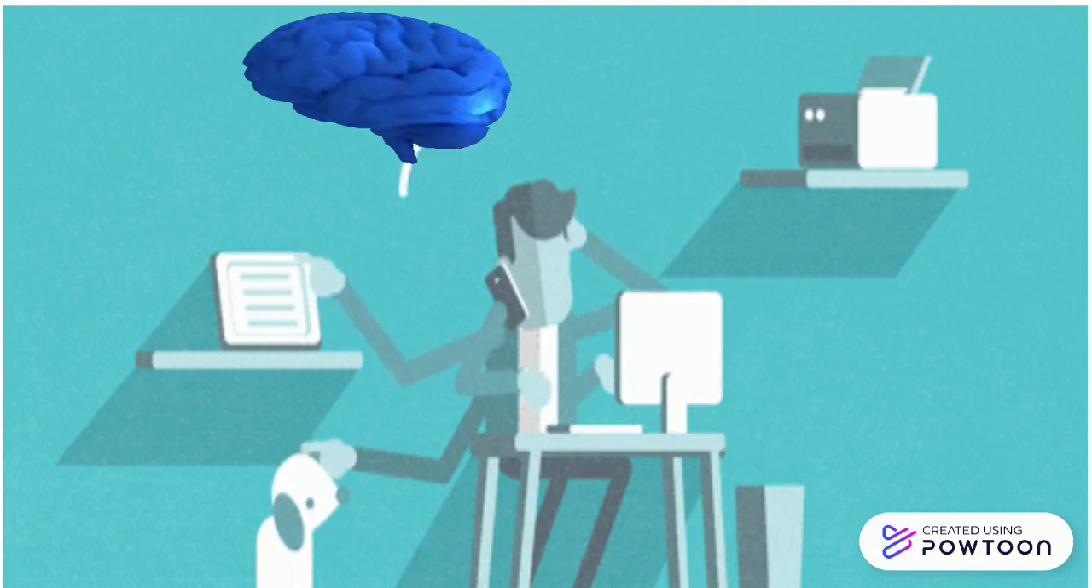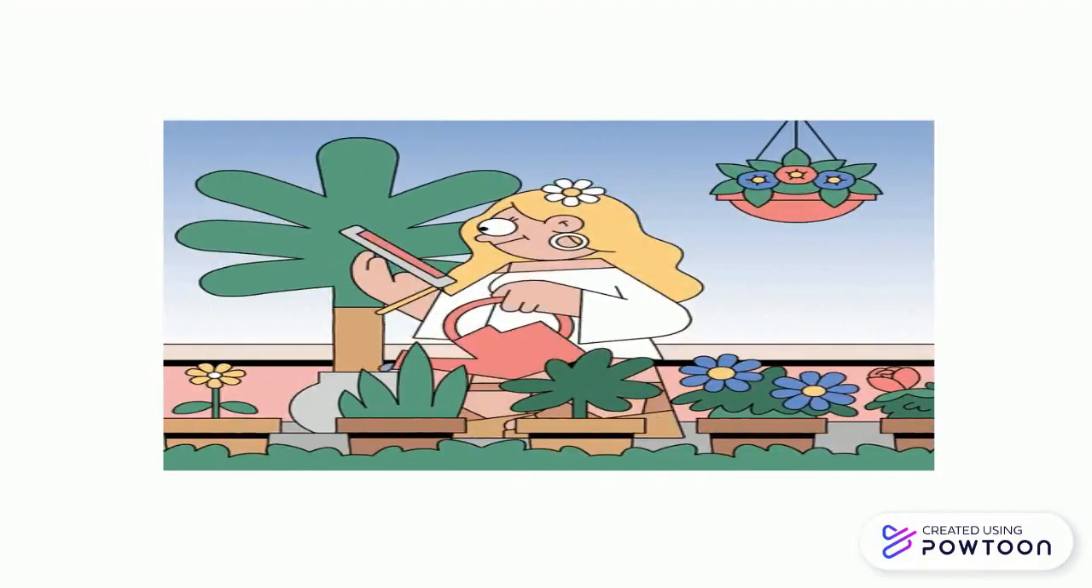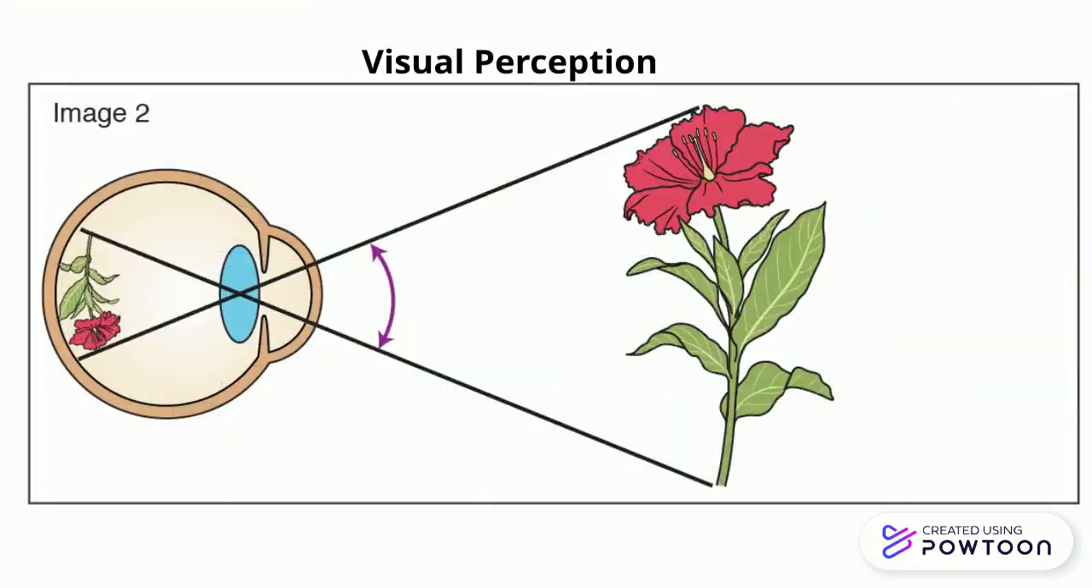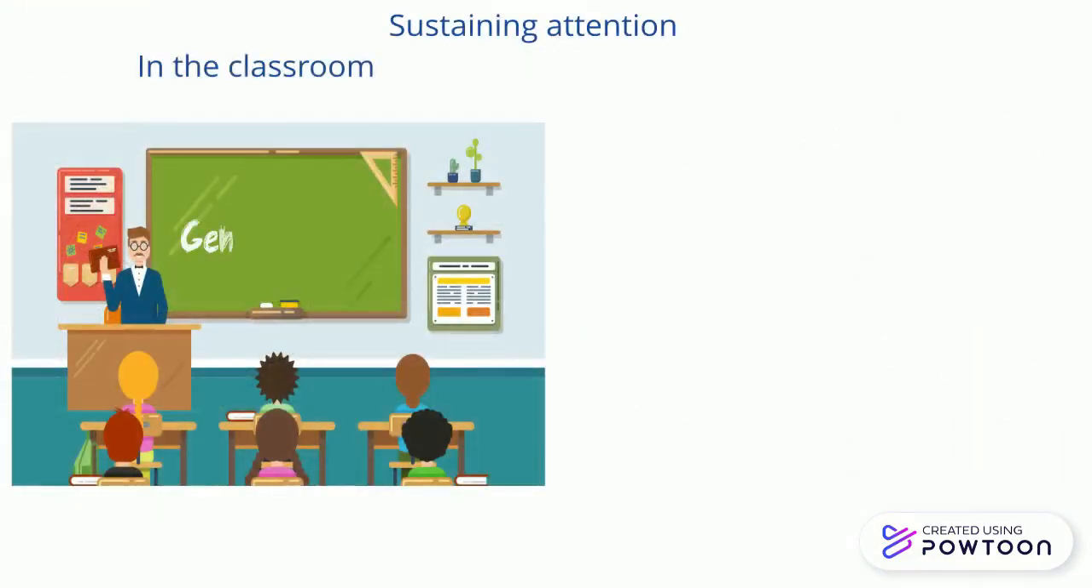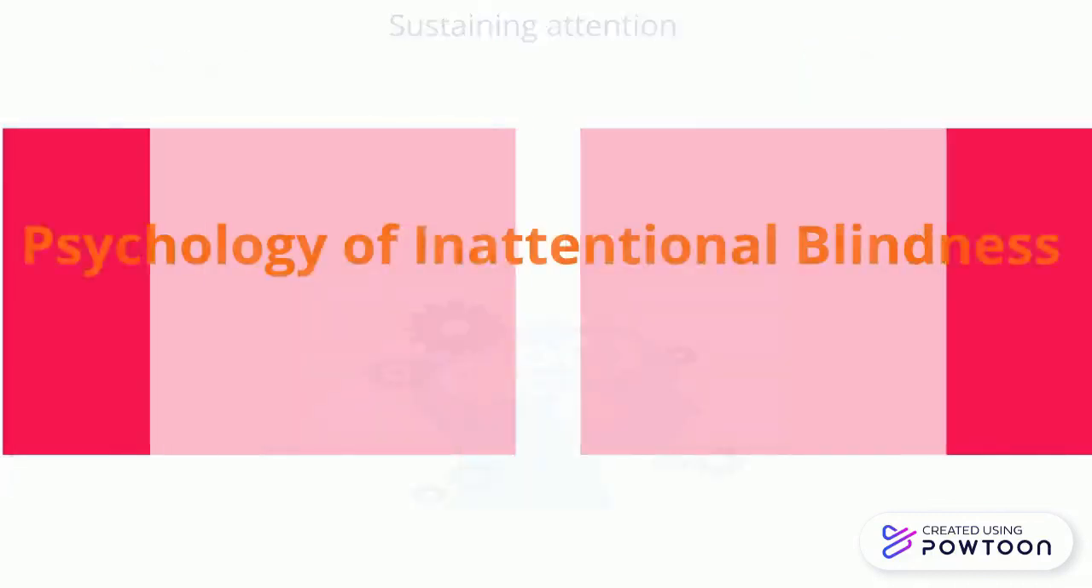It is logical to think that you see whenever your eyes are open, but in reality, attention plays a major role in our visual perception, and sustaining learners' attention throughout a lesson can be very difficult, both in class or online. Now let's explore the psychology of inattentional blindness.